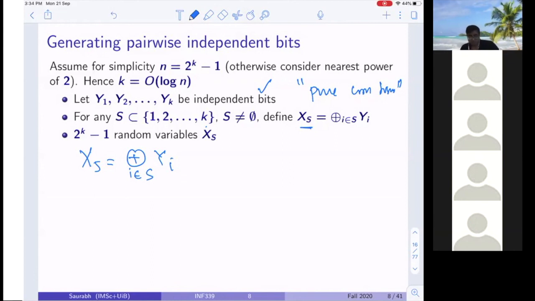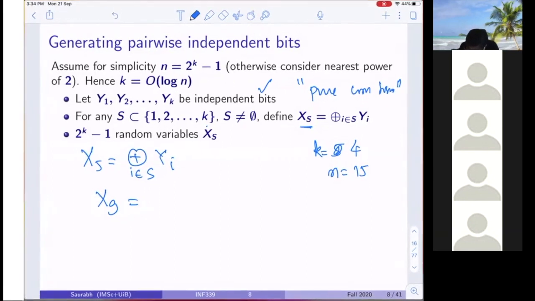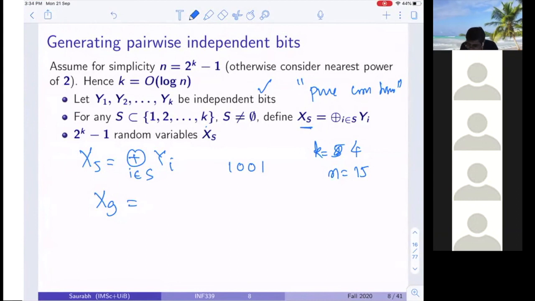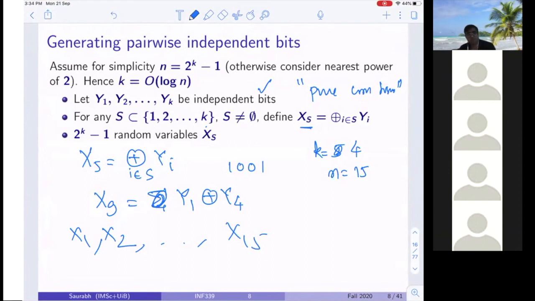One way to do this, for example, say k equal to 4. So n will be 15. Now what will be x9? How will you write 9? 1, 0, 0, 1. Is it 9? So x9, I can write as the summation, this is basically y1 plus y4. So with these k random bits, I have generated x1, x2, dot, dot, dot, x15, 15 random variables. If you had order log n random bits, you will be able to generate n random variables.